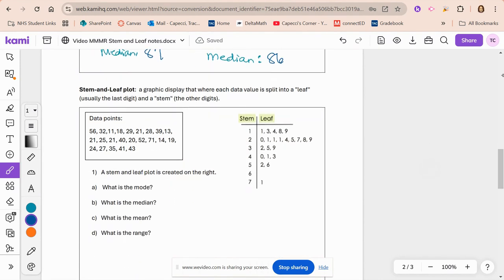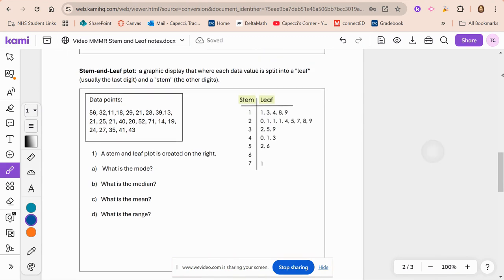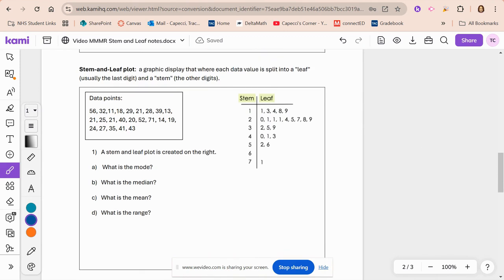All right, now we're going to go on to a stem and leaf plot. It's a graphic display where each data value is split into a leaf, which is usually the last digit. So you can look at this example here. And then a stem is all the other digits. So for instance, here are the data points used.